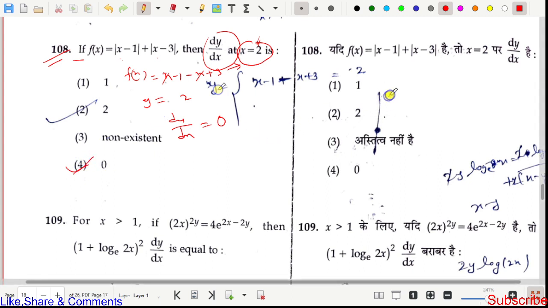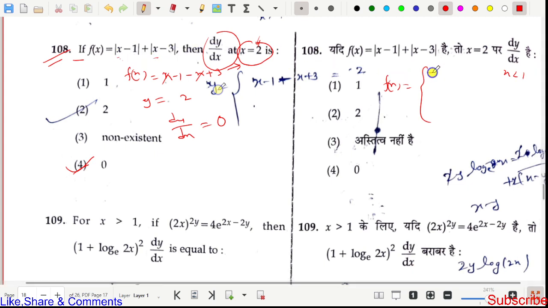Okay, so I'm showing it graphically also. Now find all the function behavior of f(x). First of all, if x is less than 1, then this will be negative, and this also negative. That means minus x plus 1 minus x plus 3, that means minus 2x plus 4.